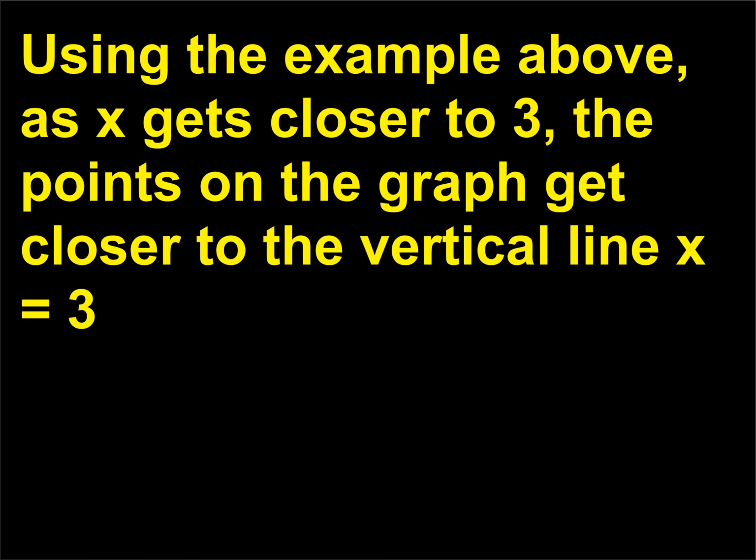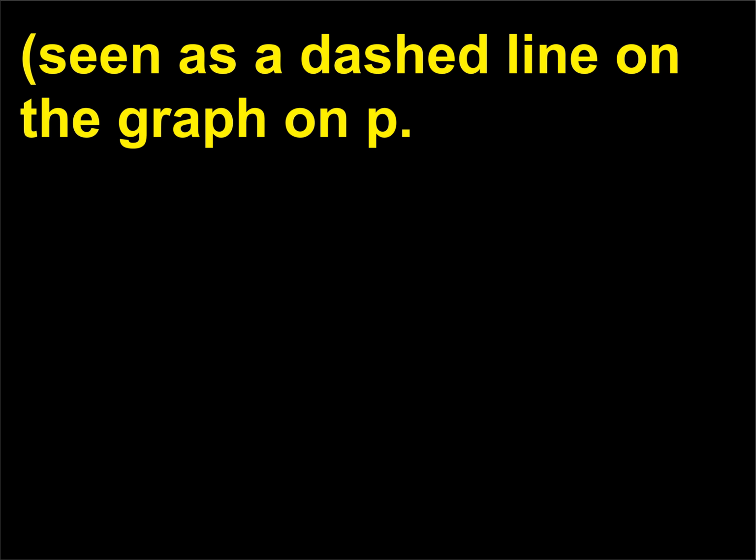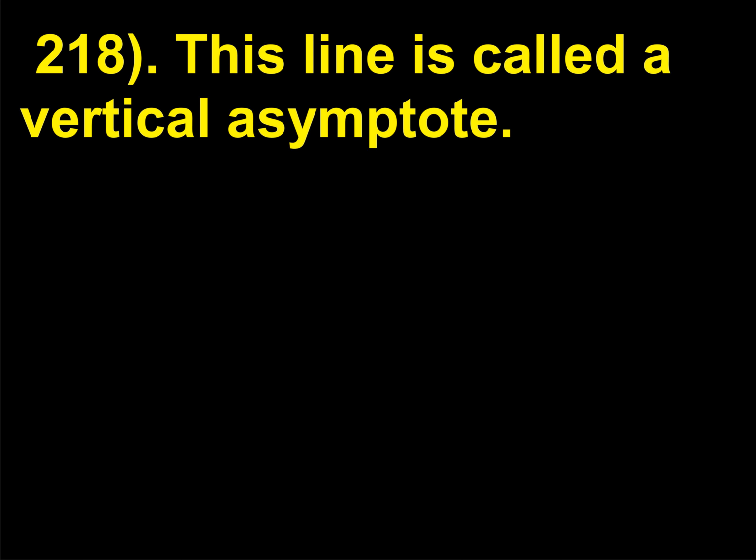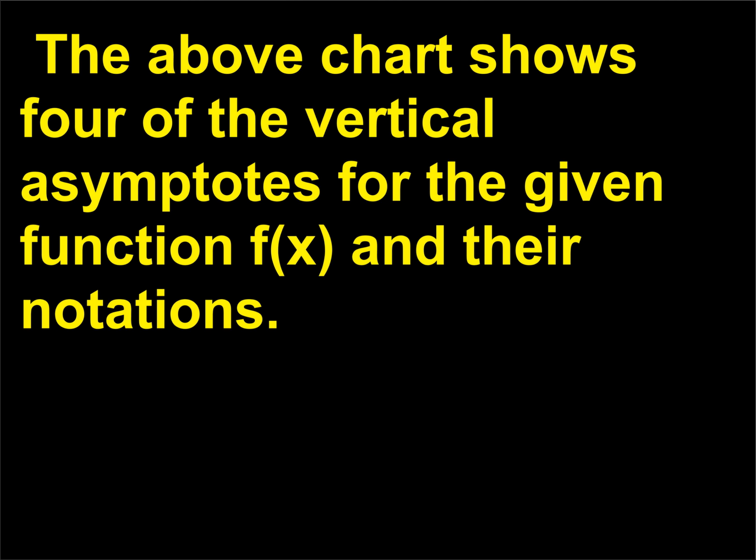Using the example above, as x gets closer to 3, the points on the graph get closer to the vertical line x equals 3. Seen as a dashed line on the graph on p. 218, this line is called a vertical asymptote. The above chart shows 4 of the vertical asymptotes for the given function f(x), and their notations.